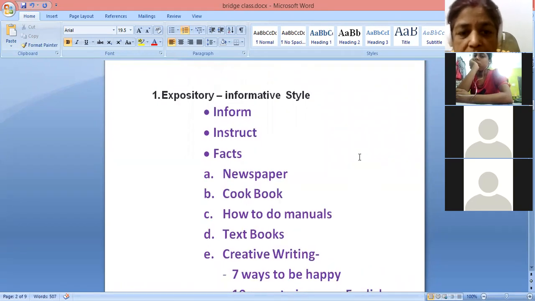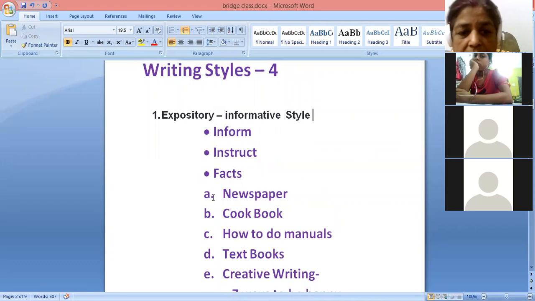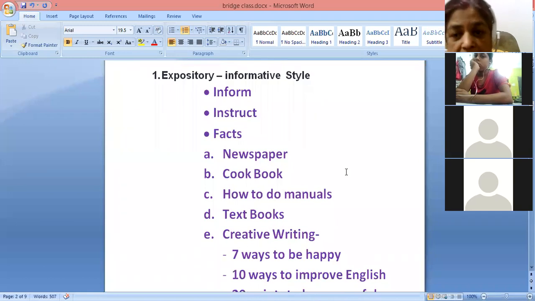So there are a lot of categories. When you write a news, when you read a news, that is informative style, because the news only instructs you, tells you the news, what happened, where it happened. They will not investigate, they will not try to convince you that yes, you believe this. They just give you a piece of information.